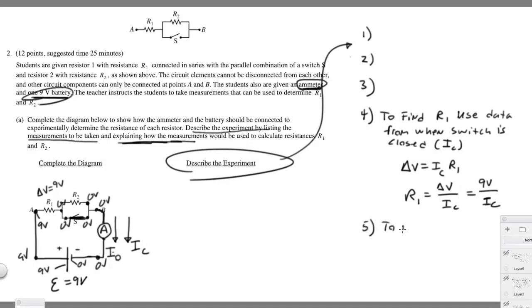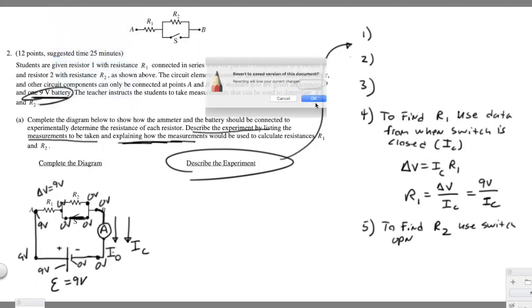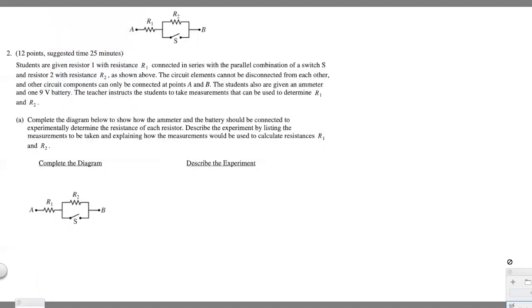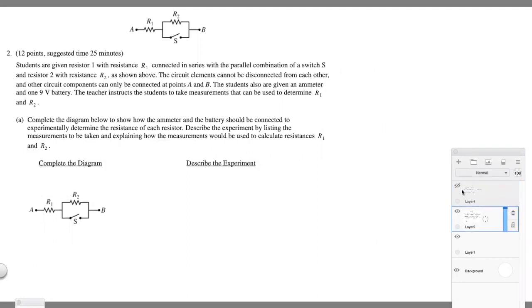Okay, to find R2, to find resistor 2, use data from when the switch is open. So we'll say use switch open. So when the switch is open, so let's revert this. So when this switch is open, so our diagram was ammeter. Okay, switch open.